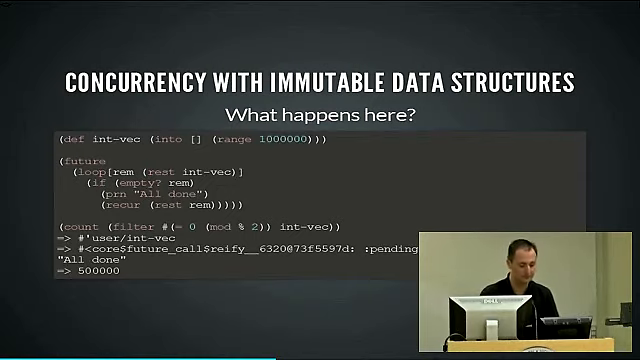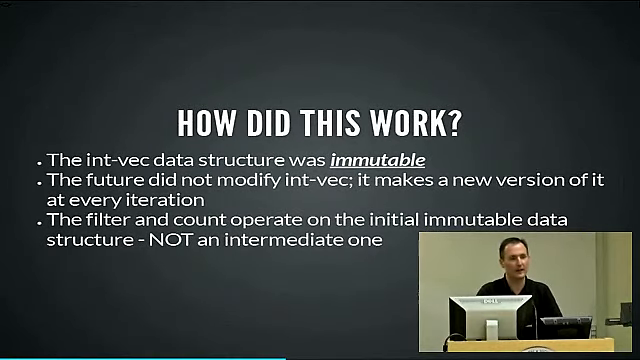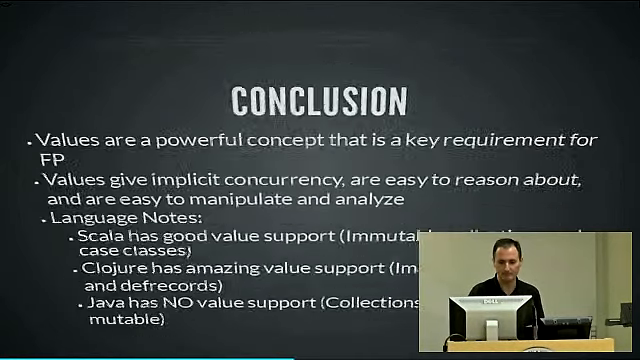Well, why did it work? Because int_vec is immutable. It is a value. It never changed after I initialized it. The future didn't actually modify int_vec. What the future did is it just operated on views into int_vec. So it started with int_vec, and then it looked at the rest of int_vec minus the very first element, and then the rest of that minus the next element, all the way down until it was done. The filter and count operation below that only operated on the initial int_vec. So effectively, that future was a no-op. It didn't do anything. So it's kind of cool.